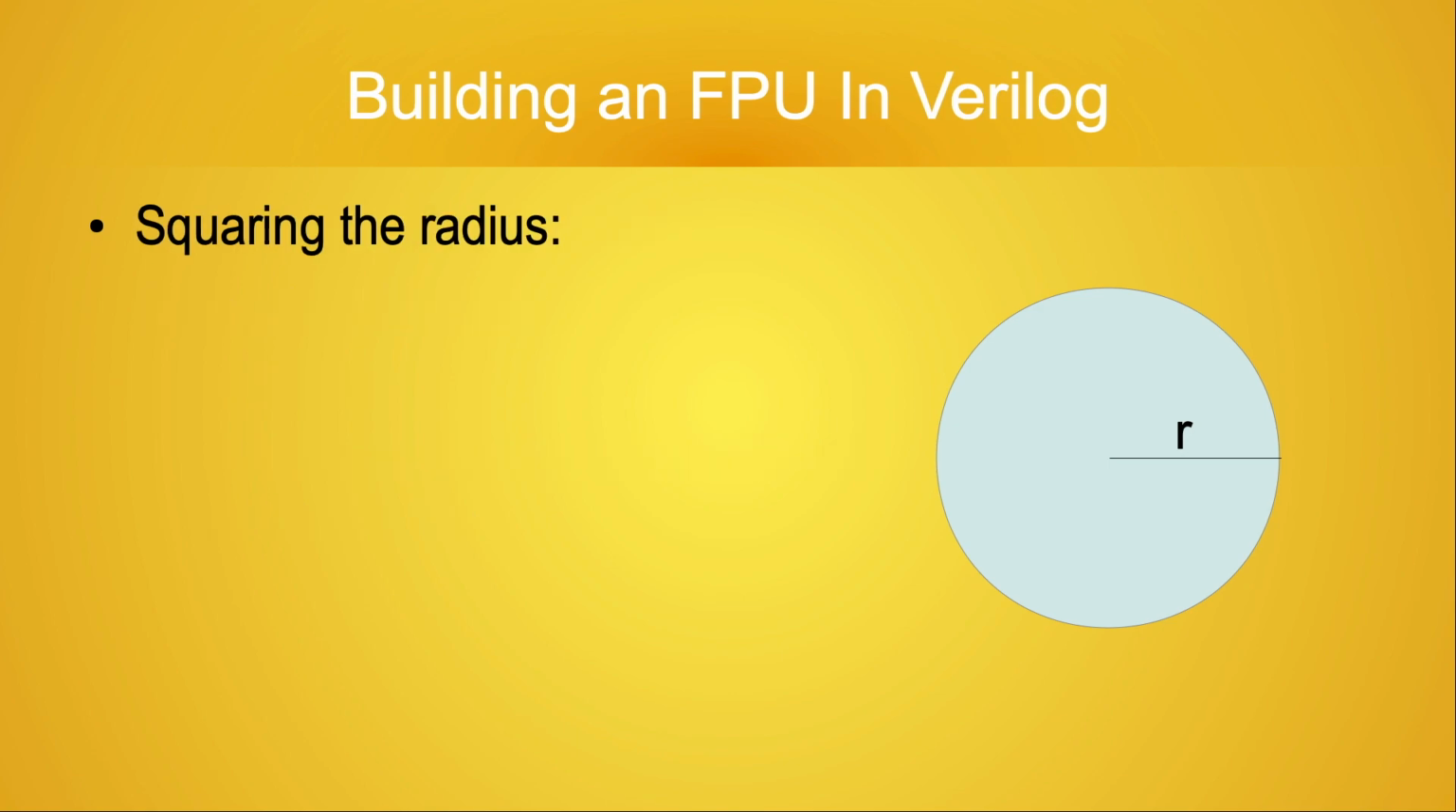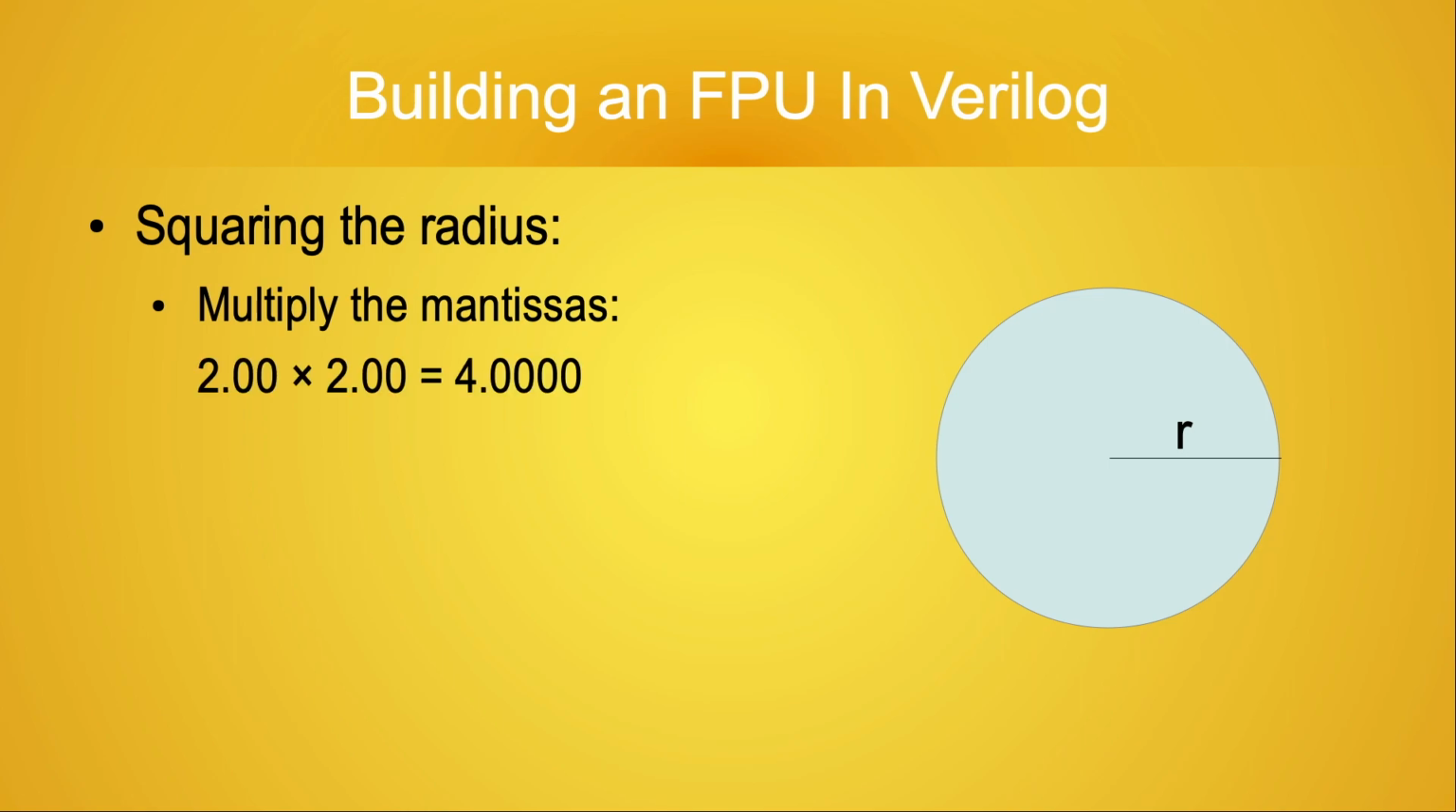Let's start by squaring the radius. Reviewing the steps for multiplying two numbers in scientific notation, we start by multiplying the two mantissas. 2.00 times 2.00 is 4.0000. Look for a moment at how we perform this computation by hand.